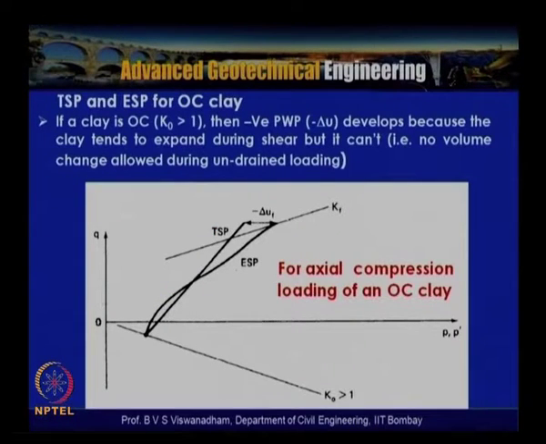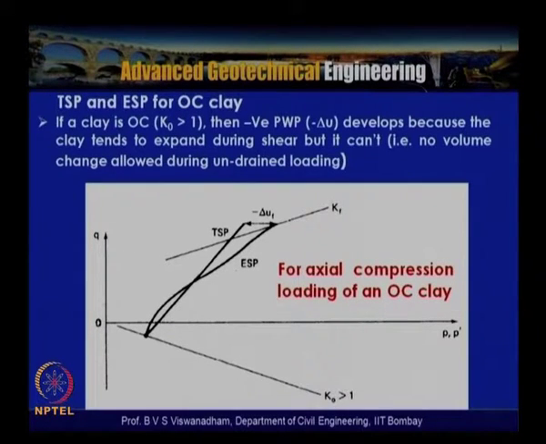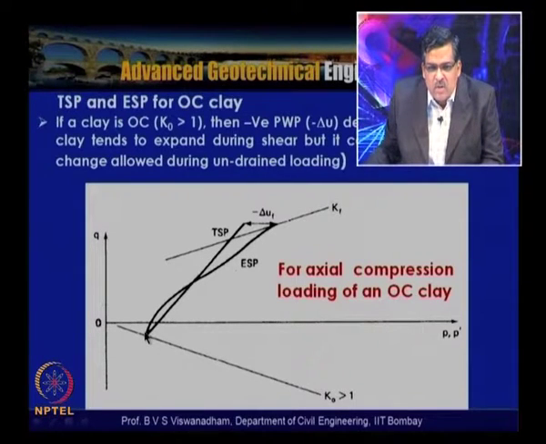Now after having seen normally consolidated soil, let us look at total stress paths and effective stress paths for over consolidated clay, where we have the K naught greater than 1 condition. So the sample is one where sigma h is greater than sigma v, where K naught is greater than 1.